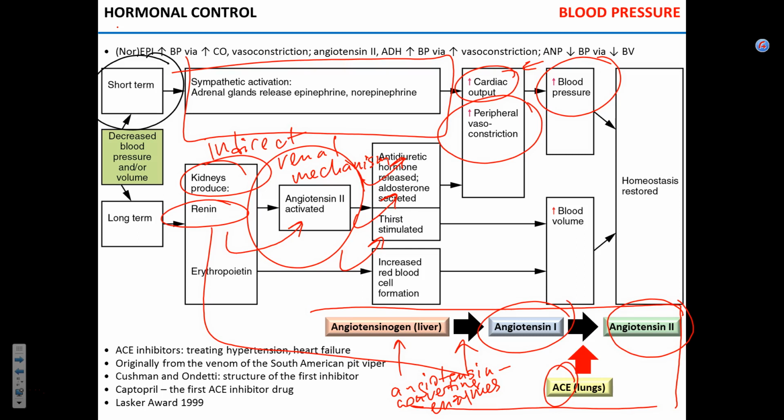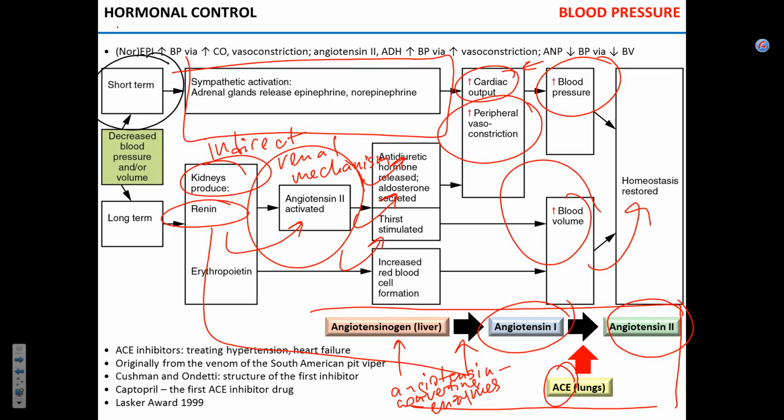To make you do what less? Pee. You pee less, you conserve water. What's the function of aldosterone? Retention of what it increases? Retention of water indirectly through retention of sodium. Sodium is retained, water is retained. You keep water in, blood volume goes up, homeostasis is restored. You either drink or you keep water in. Does that make sense? That's your indirect renal mechanism.